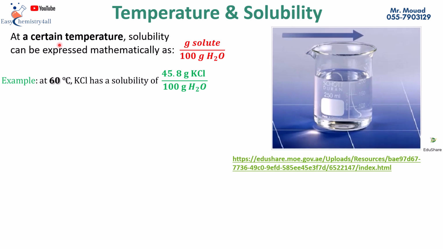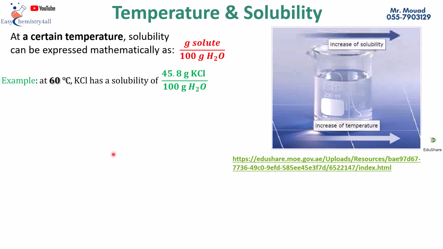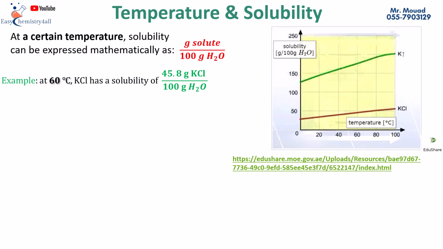Temperature has a significant effect on solubility. For most solids, solubility increases as the temperature rises. A graph representing the variation of solubility with temperature is called a solubility curve. The curve indicates that at 40 degrees Celsius we can dissolve no more than 40 grams of potassium chloride in 100 grams of water. On the other hand, if we want to dissolve 56 grams of potassium chloride in 100 grams of water, we need to raise the temperature to 100 degrees Celsius.